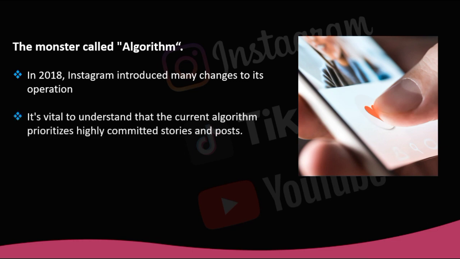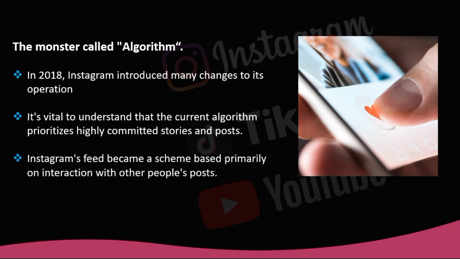It's vital to understand that the current algorithm prioritizes highly committed stories and posts. Communication by using different Instagram tools such as stories is something of value to the algorithm. For this reason, resources like Instagram Stories and Instagram TV will continue to evolve, becoming an essential aspect of your marketing strategy on Instagram. From the very first transition of the timeline format, Instagram's feed became a scheme based primarily on interaction with other people's posts.